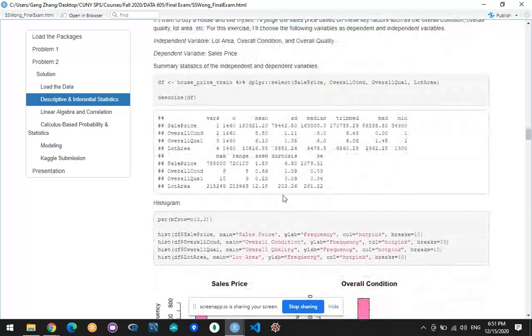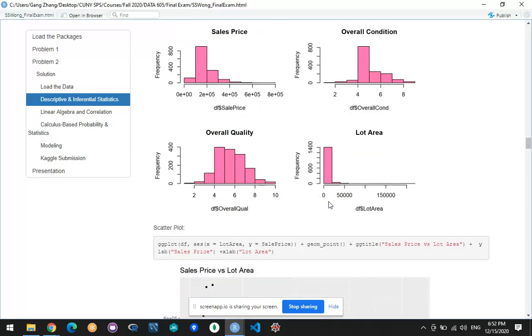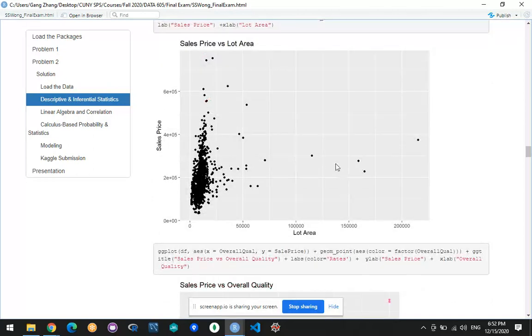Then I do the summary statistics for each of the independent and dependent variables. From here, we can see that lot area has a high right skew value, and this is very obvious from the histogram here. From the scatter plot of sale price versus lot area, we can see that many houses with the same lot area have higher prices. This could be due to factors such as location, quality, and so on.